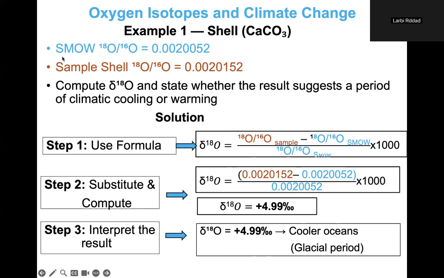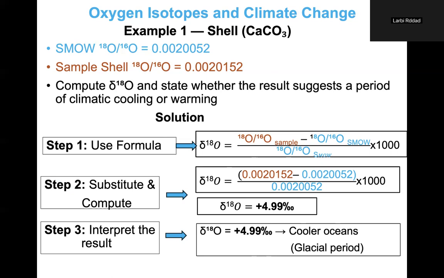The SMOW, the standard mean ocean water, is given to you. Just remember the example I gave you earlier about the ruler. The standard is 20 centimeters. Here the SMOW is 0.0020052. The sample found has an O18 over O16 ratio of 0.0020152. The question is, find delta O18 and state whether the results suggest a period of climatic cooling or warming.